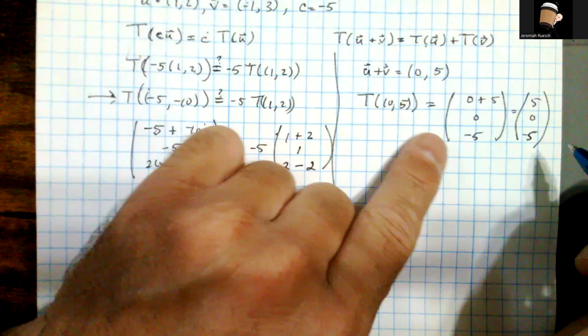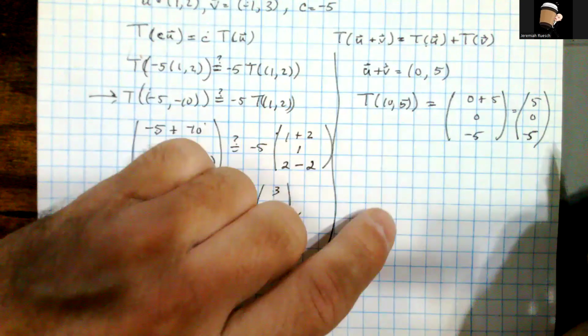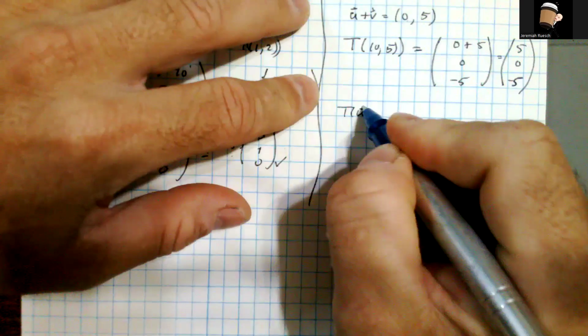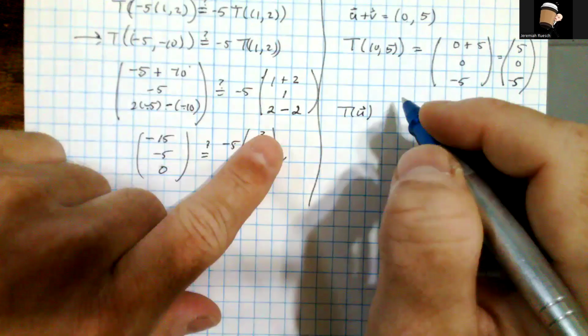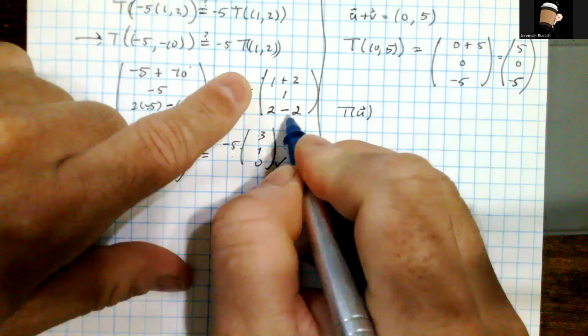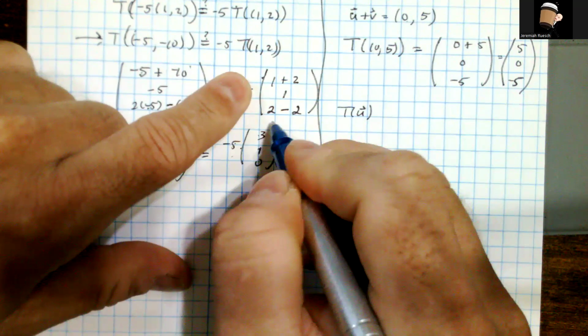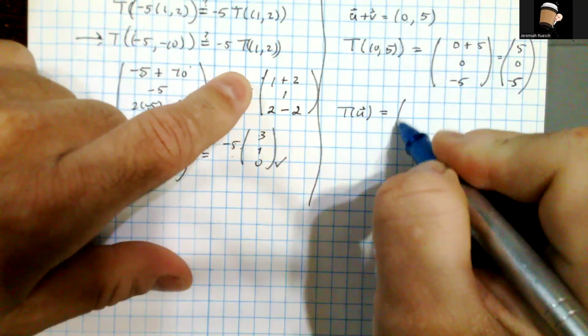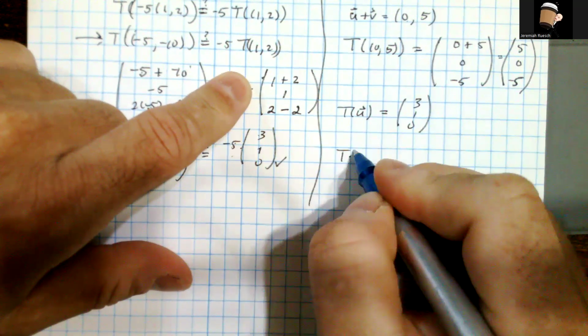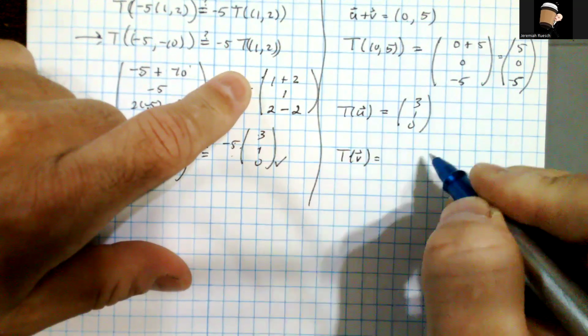All right, so it's the transformation of u plus v. And then let's look at the transformation of u. Well, transformation of u, we have that right here. That's the transformation of u. We've already done that. So that's going to be 3, 1, and 0. Okay, and the transformation of v, if we can compute that.